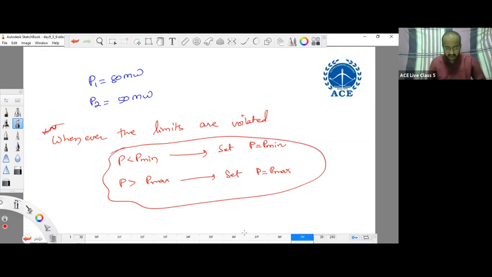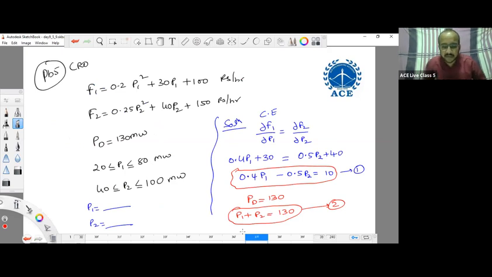Now in this question, observe what he has given. I will repeat this once again. He has given the fuel cost equations in rupees per hour. The power demand PD is 130 megawatt, and limits are given on generations. So what is the coordination equation? The incremental fuel cost of all the units must be the same.